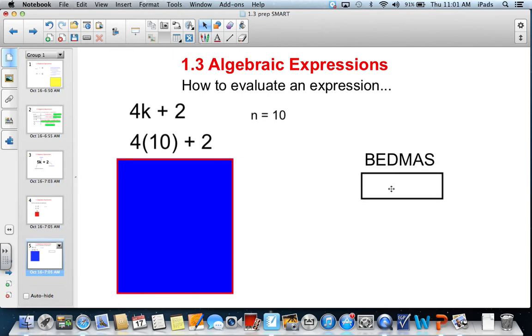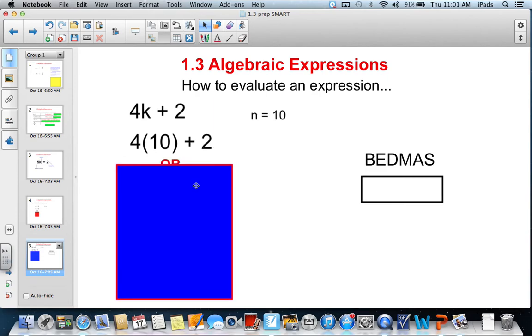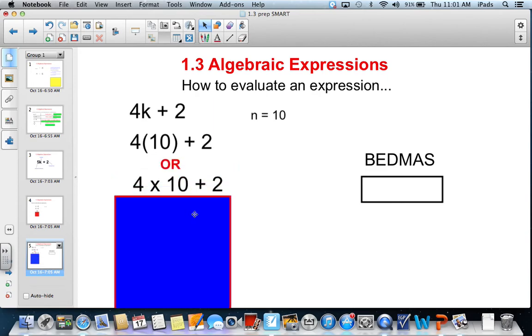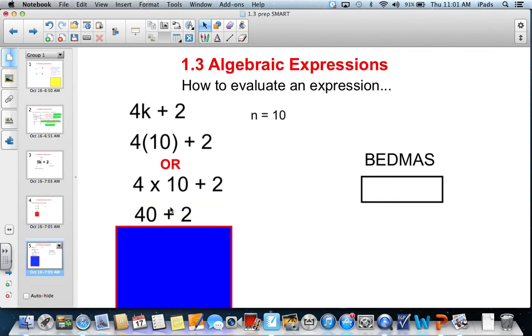We're going to use something called BEDMAS. We're going to talk about this a little bit more in class, but it's the order that you do things. Brackets, exponents, division, multiplication, addition, subtraction. Technically, this is a multiplication, 4 times 10. When you have a number next to another number in the brackets, that's automatically multiplication. 4 times 10 plus 2. We do our multiplication first. 4 times 10 is 40. Plus 2, we do our addition, 42.